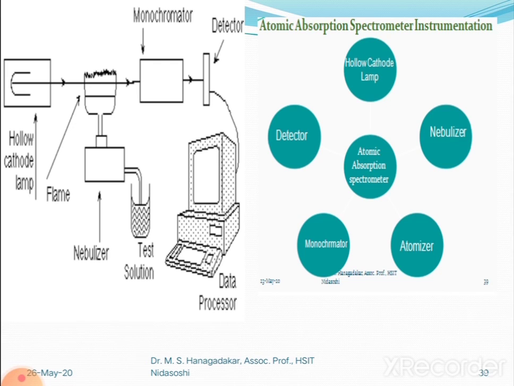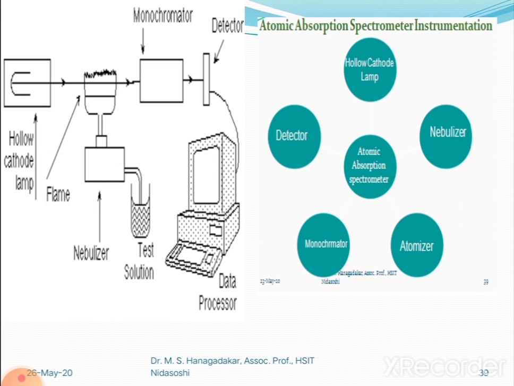So let us begin with the instrumentation of atomic absorption spectroscopy. Here I would like to discuss 5 important components used in the atomic absorption spectrophotometer. The first one is the hollow cathode lamp. Then the second one is the nebulizer, the portion from which we are able to supply the sample to the flame.